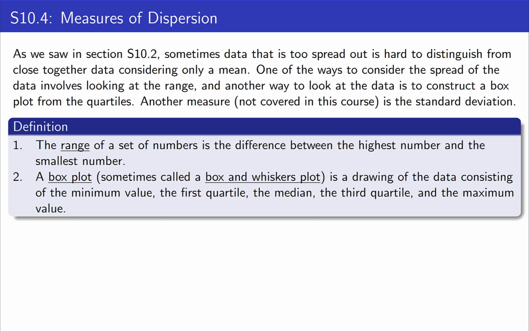The range is simply found by taking the highest number minus the smallest number in the data. It tells you how wide the data goes. And a box plot, which we'll do a picture of, is a drawing that basically shows your three quartiles as well as the minimum and maximum value. It gives you a feel for how spread out the data is.